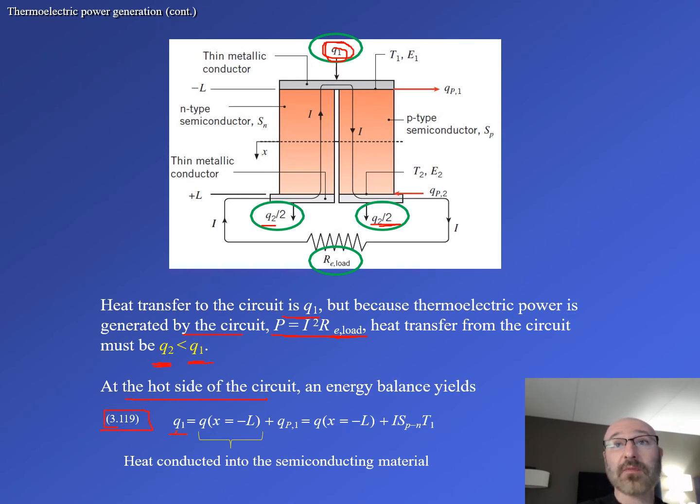We have Q1 from the top side, the hot side, which is going to be equal to Q where X is equal to negative L, heat conducted into the semiconducting material. So there's our negative L at that point, plus our Q sub P1. It's equal to Q at X equal to negative L, plus now we have I times the Seebeck coefficient for that difference between P and N, times our T1, where that's our T1 at the top surface. So this goes back to our equation 3.119 in our textbook.